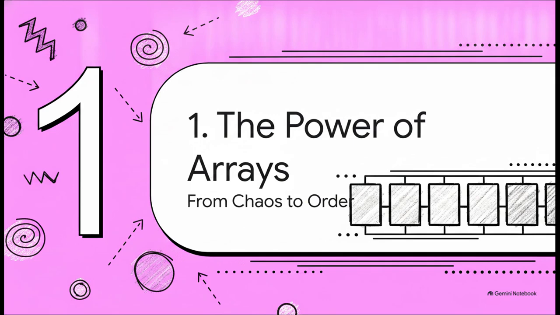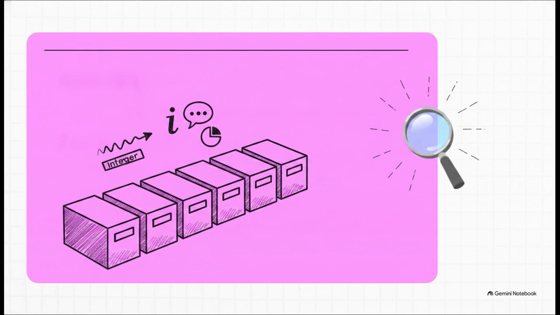Section 1. The power of arrays, from chaos to order. So what actually is an array? Well, think of it like a continuous row of physical storage boxes. You know, most applications require us to process multiple data items that share common characteristics. Instead of scattering those items all over the place, an array neatly packs a collection of variables of the exact same type under one single shared name. Whether you're dealing with integers, strings, or doubles, the underlying logic is always the same.